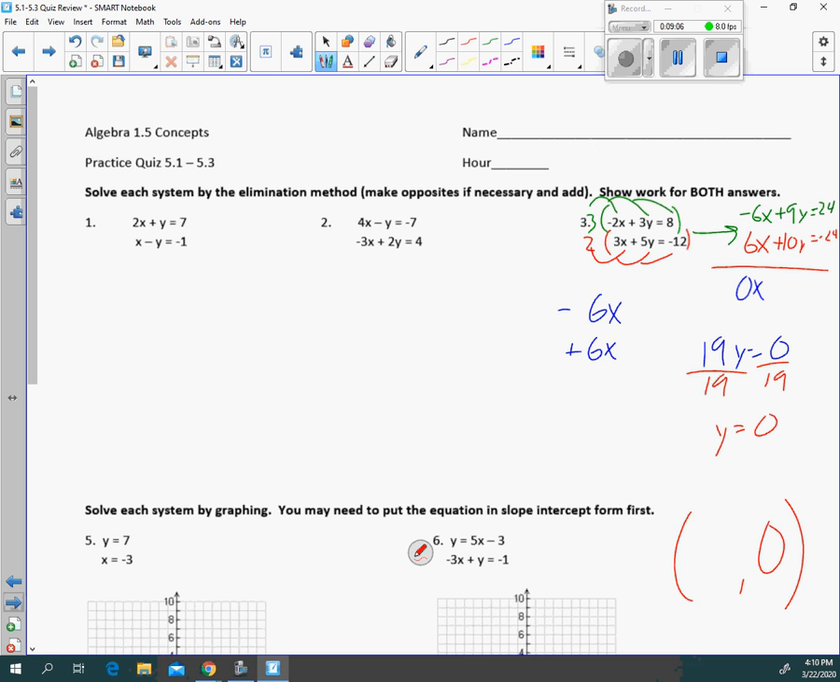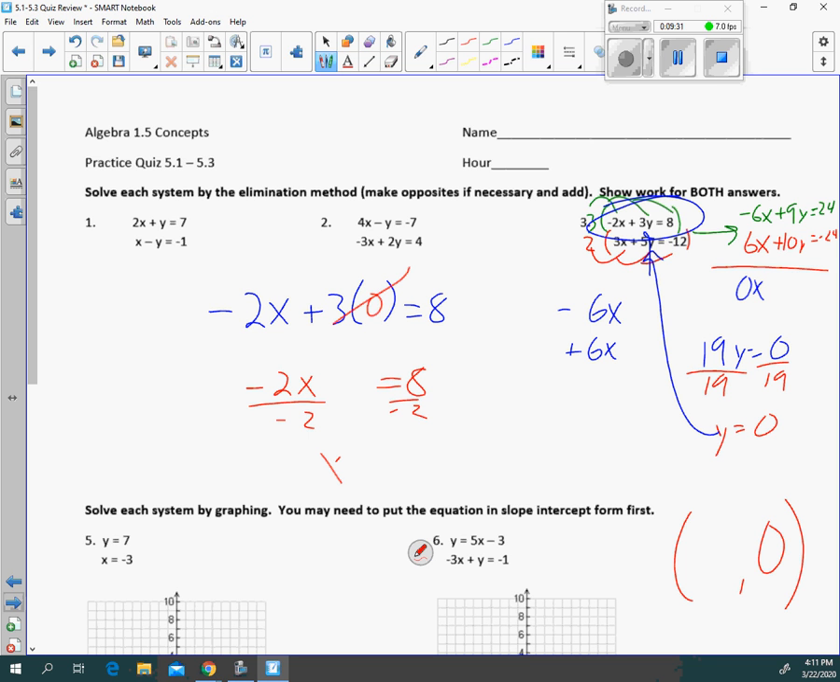Okay? How do I find x? I'll plug that back in for one of those. I'll maybe pick the top one. Show my work over here. Negative 2x plus 3 times y equals 8. What was y? It was 0. So I'm going to get negative 2x equals 8. Because that's basically nothing, right? So we come to the nice and easy conclusion that our answer is going to be negative 4.